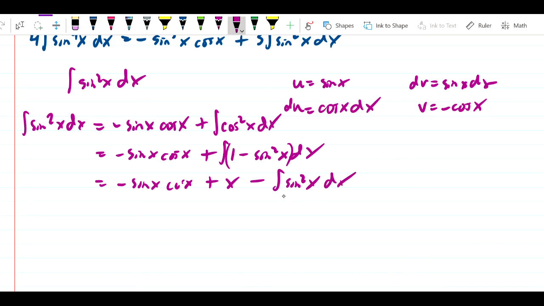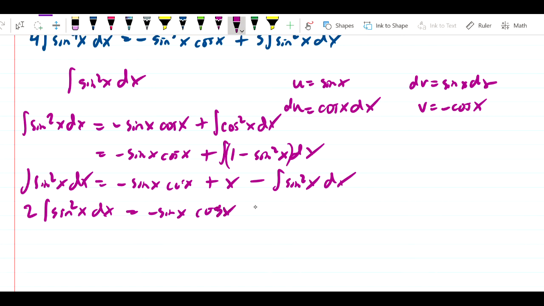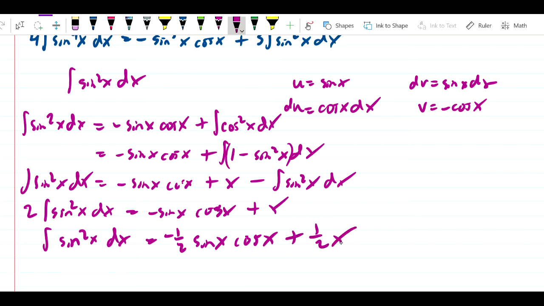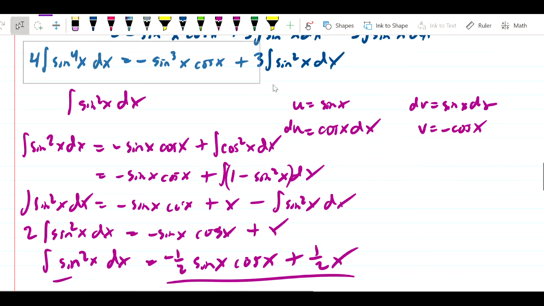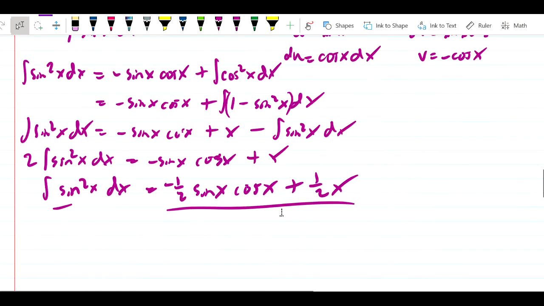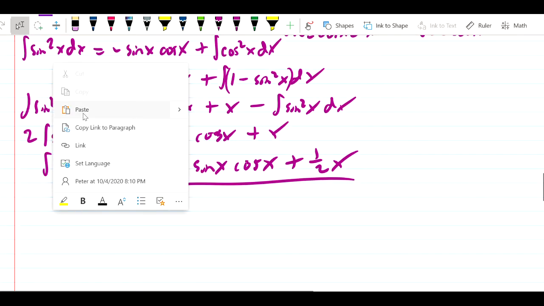I move this negative sine squared x over to the other side of the equation, giving me 2 integral of sine squared x dx equals negative sine x cosine x plus x. So I have the integral of sine squared x dx equals negative 1/2 sine x cosine x plus 1/2 x. So I now have the integral of sine squared x dx by integration by parts. Let's just bring this equation down here.